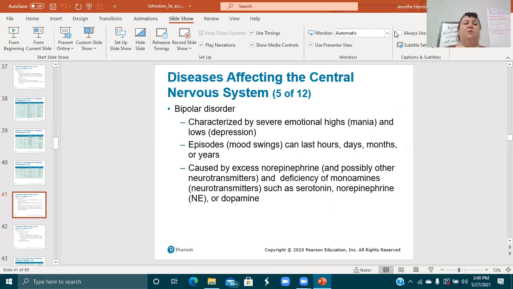Bipolar disorder is characterized by severe emotional highs, mania, and lows, which is the depression. Episodes or mood swings can last hours, days, months, or even years. This is caused by excess norepinephrine and possibly other neurotransmitters, and deficiency of monoamines, neurotransmitters such as serotonin, norepinephrine, or NE, or dopamine.